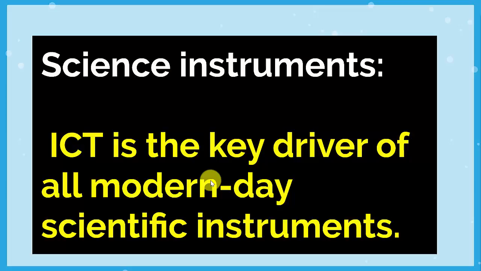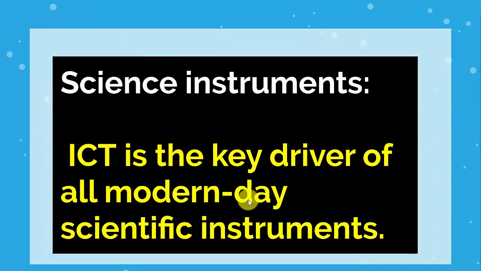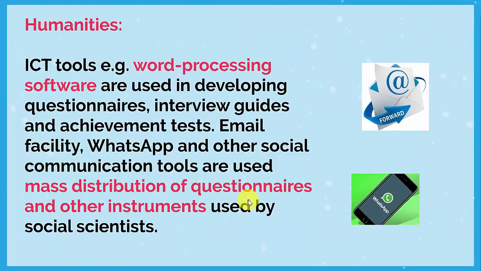All of those science instruments, without ICT, there's no way they work because they have motherboards, which are electronic circuit boards that control the operations of the instruments. So ICT is important for all the science instruments that we use because they are the key drivers of all modern day scientific instruments. What about the humanities?